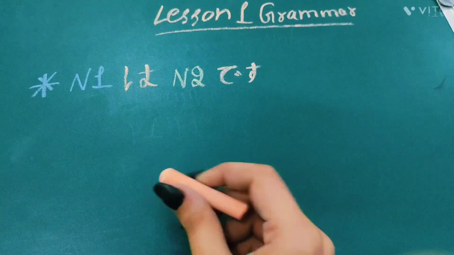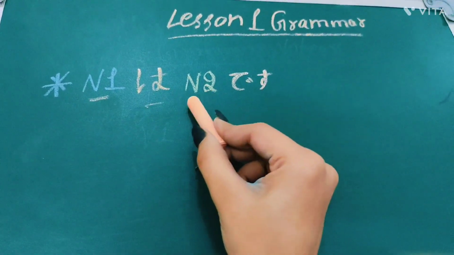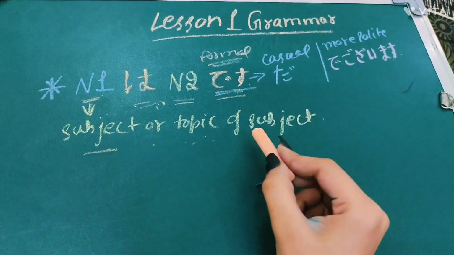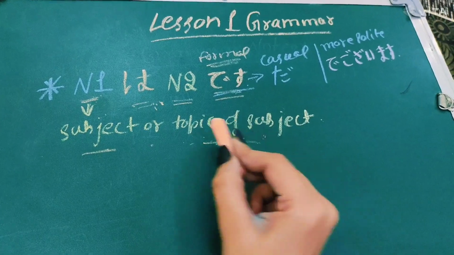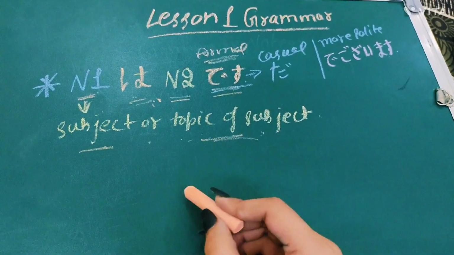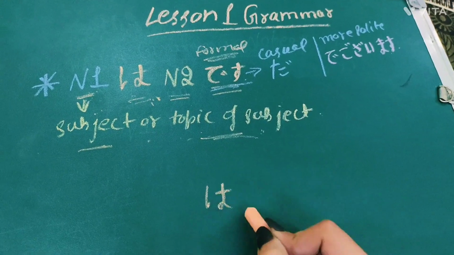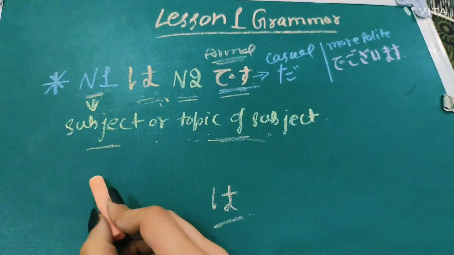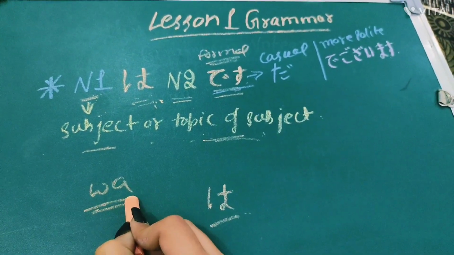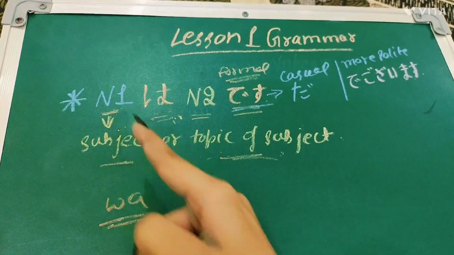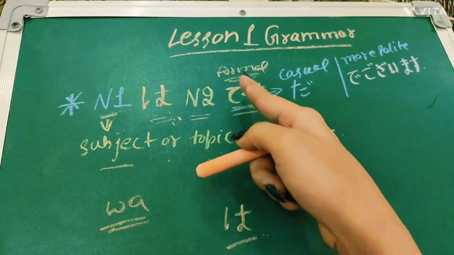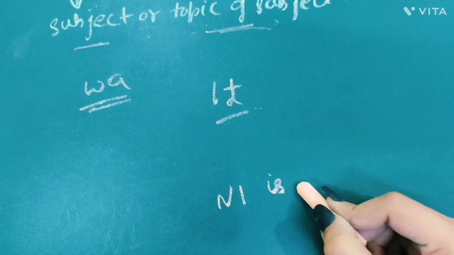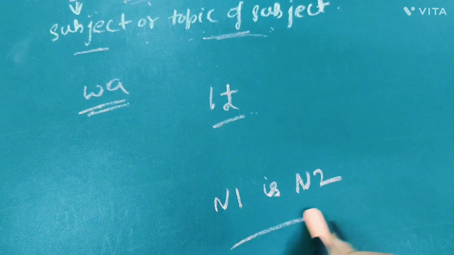So our first grammar point is noun 1, wa, noun 2, desu. So minasan, noun 1 is a subject or topic of a subject, right? Followed by wa. So minasan, we call it ha in hiragana, right? But since it's a particle, we will pronounce it wa. And minasan, noun 2 describes noun 1, followed by desu. It's a formal way to describe yourself, like noun 1 is noun 2.